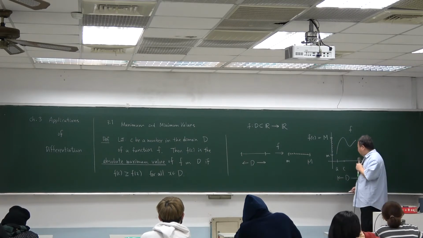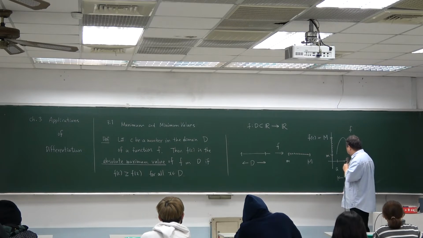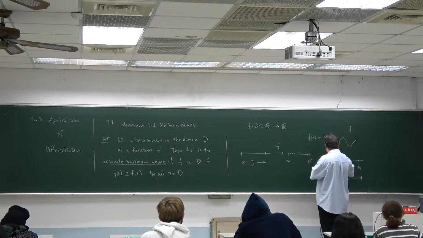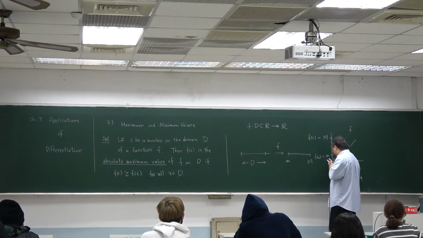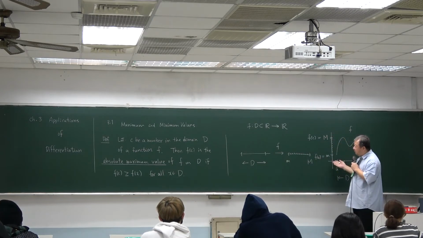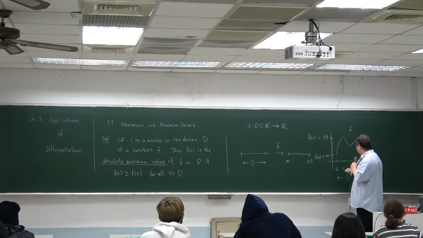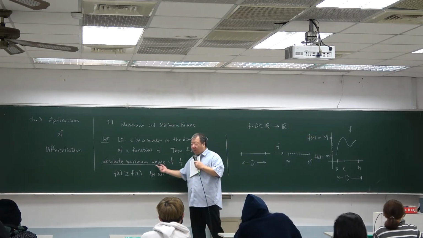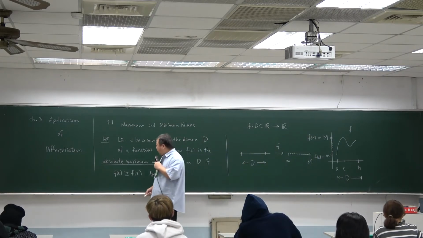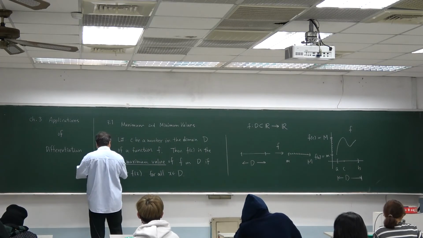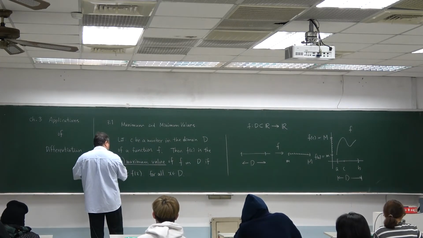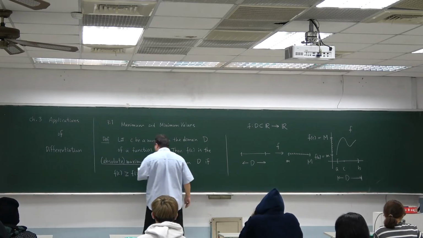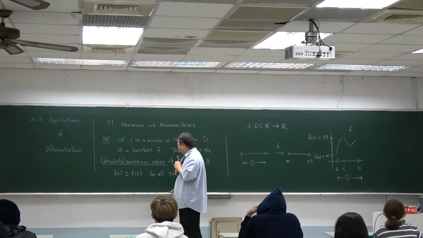Likewise, in this case, lowercase m is the smallest one. Then this one is the absolute minimum value of the function f on D. This is the definition of absolute maximum or absolute minimum. Sometimes we omit the adjective absolute, and just call it maximum value or minimum value.